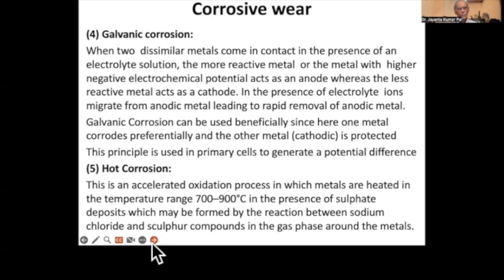And in the presence of sulfate deposits, which may be formed by the reaction of sodium chloride and sulfur compounds in the gas phase around the metal. So if we have sulfate deposits, then this type of hot corrosion will take place and will corrode the surface in a very rapid manner. So there, obviously, the temperature is to be controlled if possible, or again coating or lagging, some other measures have to be taken.